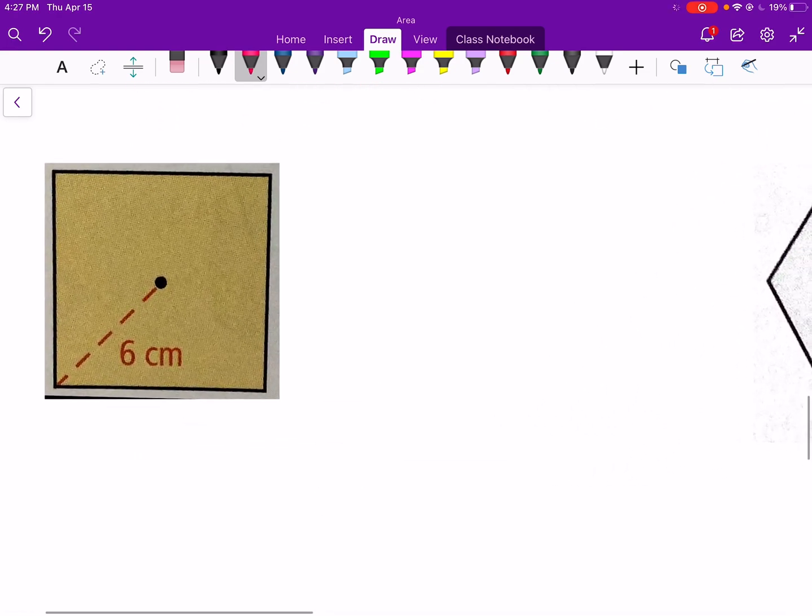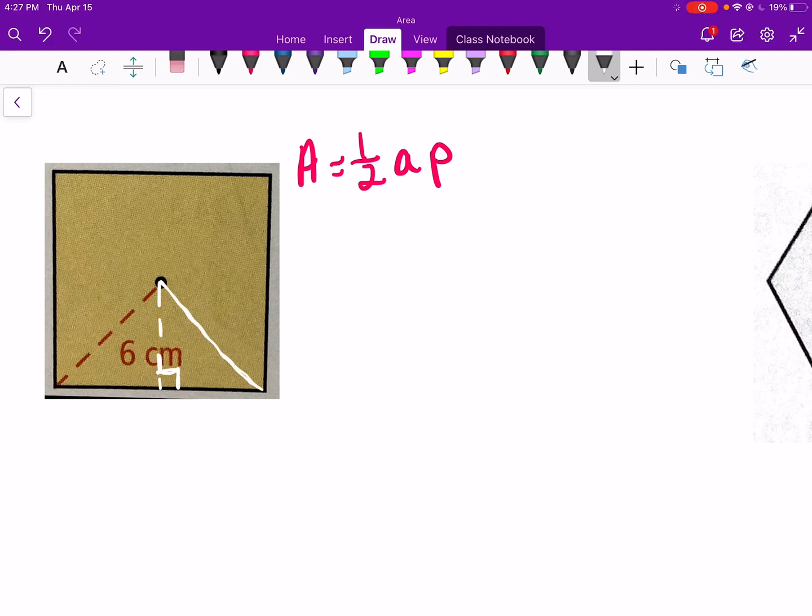Not the last example. Okay, so here we have a regular quadrilateral, which, by the way, is just a square. It gives us the radius, which is 6 centimeters. But remember, for our area, we need 1/2 times the apothem times the perimeter. So we need to find the apothem, and we need to somehow find the perimeter. So we're going to use our right triangles to do that.